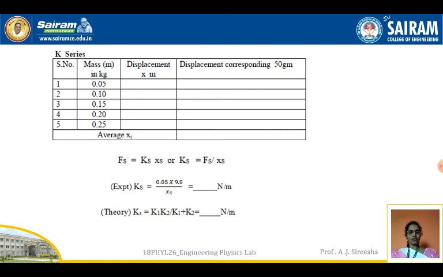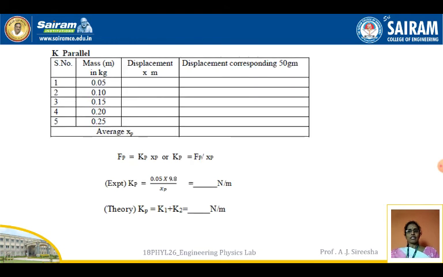We got the values of K1 and K2 for the two springs. So substitute K1 and K2 in this equation for Ks theory and get the value. Both experimental Ks and theoretical Ks will be approximately the same.